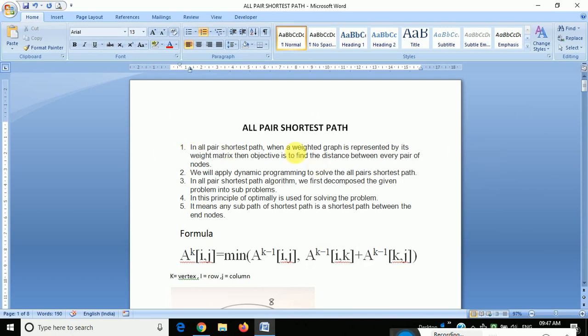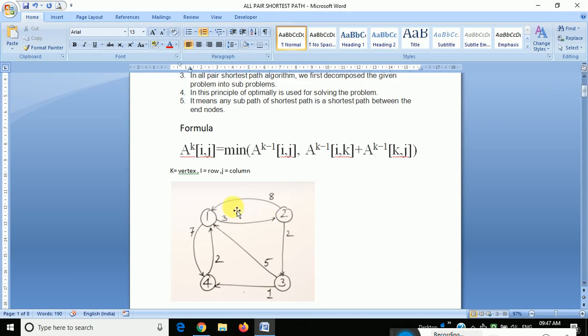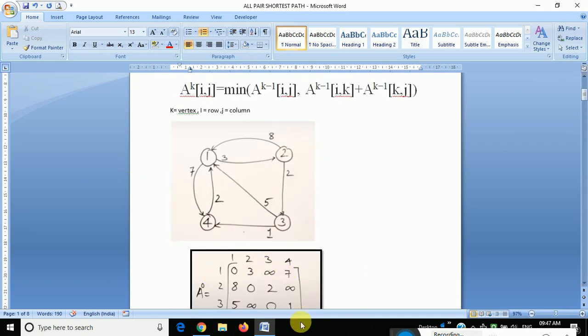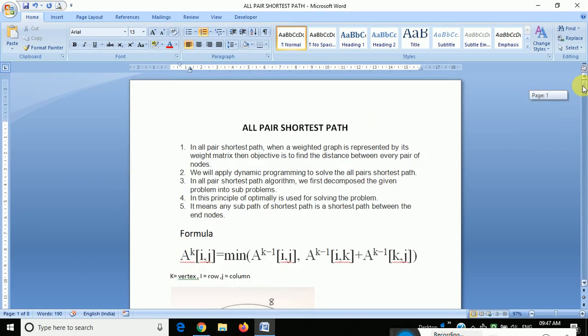So here in all pair shortest path, they have given a weighted graph represented by its weighted matrix. Means the graph is given, this is the weighted graph, and by using this graph we have to make a matrix, and after that we have to apply dynamic programming, and the all pair shortest path algorithm is there. So I'll explain you that algorithm also.